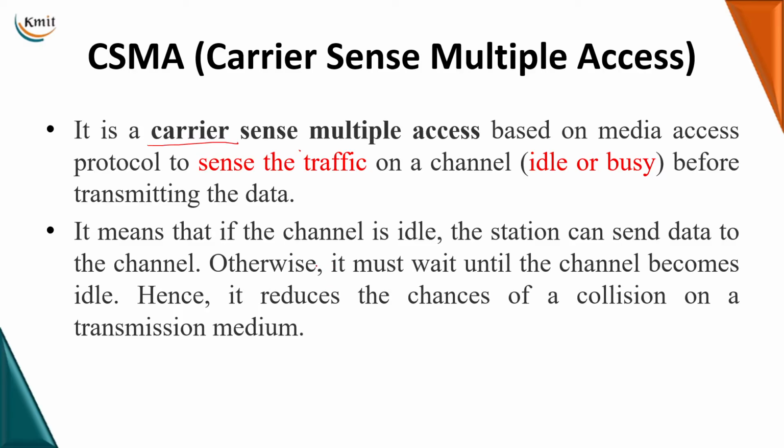It is just like when you are crossing the road, you look to your right and left to see if there are any vehicles coming around. If you find them, you will stop yourself. That will avoid an accident. The same thing is happening here. The station will look at the channel. If the channel is idle, it will transmit, and if the channel is busy, it will not transmit. This will help us avoid or reduce the chances of collisions in the transmission media.